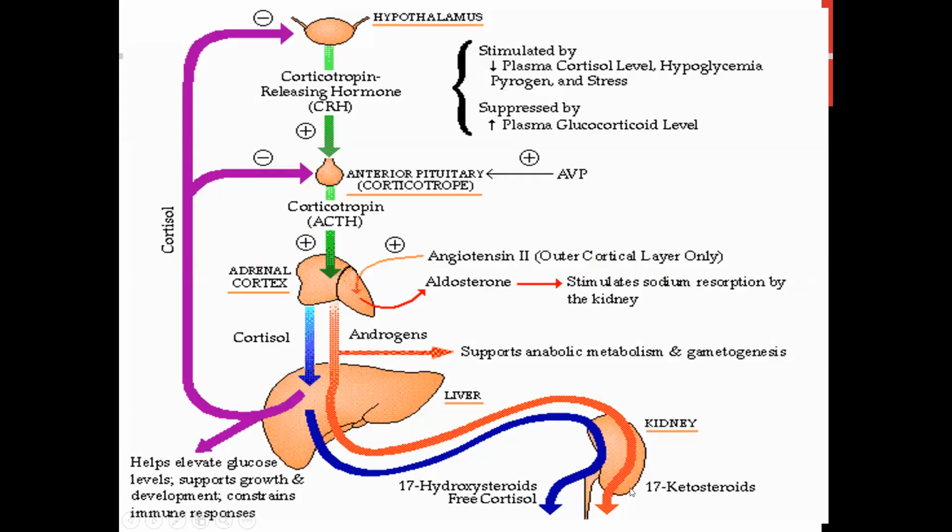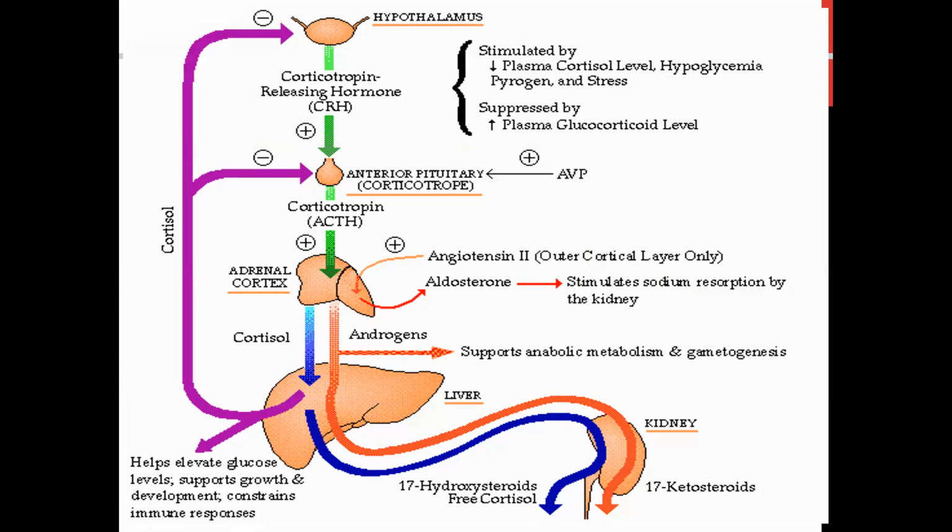Now, for this illustration, whenever there's a stimulus, for example stress, your hypothalamus will produce the corticotropin releasing hormone, which in turn stimulates your anterior pituitary gland to produce adrenocorticotropic hormone, or corticotropin. Your ACTH will produce cortisol during stress, which in turn helps elevate glucose levels.